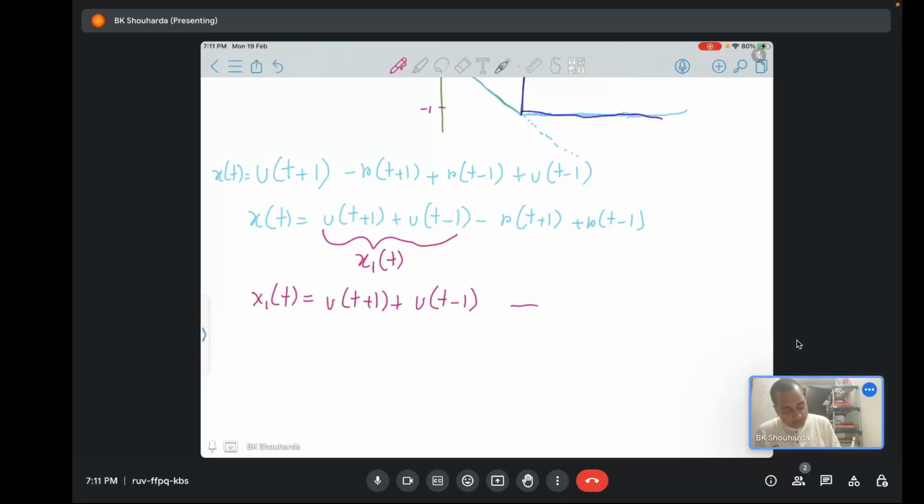How does it look? This is just for practice. It starts from minus 1 and at 1 it goes further up. This is how it looks.